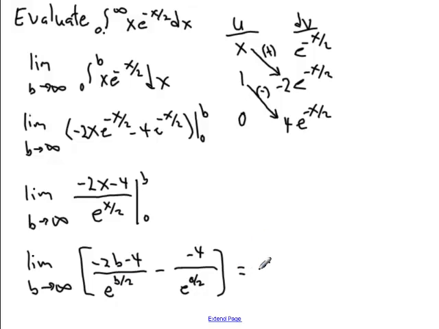So then we'll get 0 minus minus plus 4 over e to the 0 halves. Well, that's just 1, so we get an answer of 4.